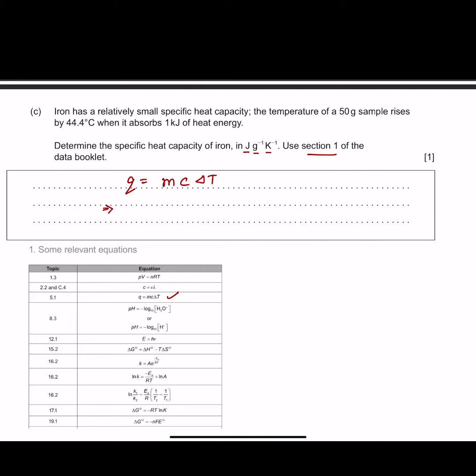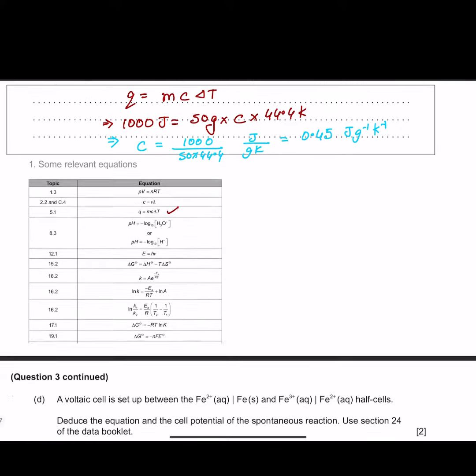Delta T, if it's in degrees Celsius, will also be equal to delta T in Kelvin, because the Celsius and Kelvin scales have the same divisions. So Q is 1000 joules. Mass is 50 grams. We need to find C, and delta T is 44.4 Kelvin. So from here, C equals 1000 joule by gram Kelvin divided by 50 times 44.4. Finally, what we get is 0.45 joule gram inverse Kelvin inverse. That's the final answer to part C.